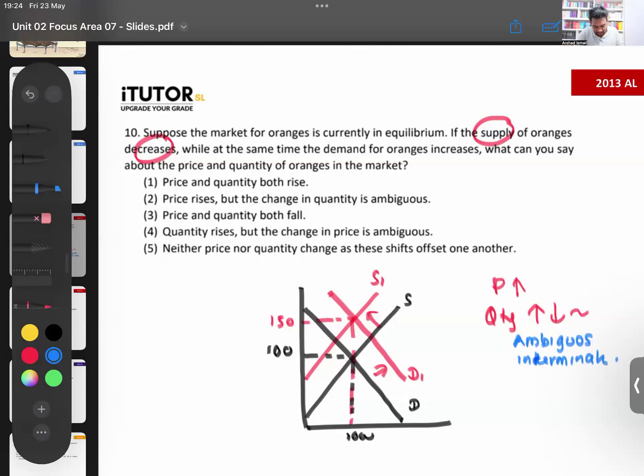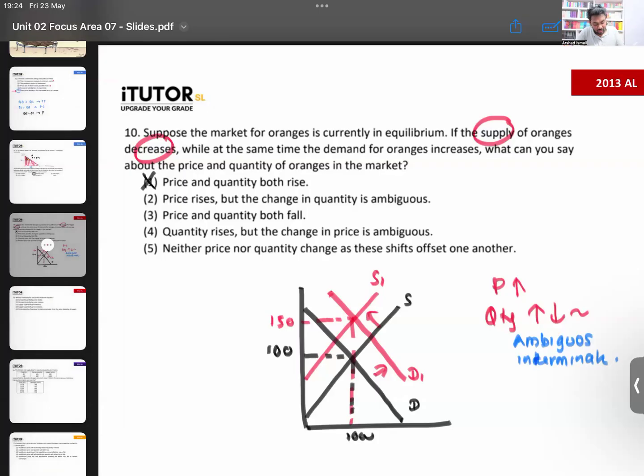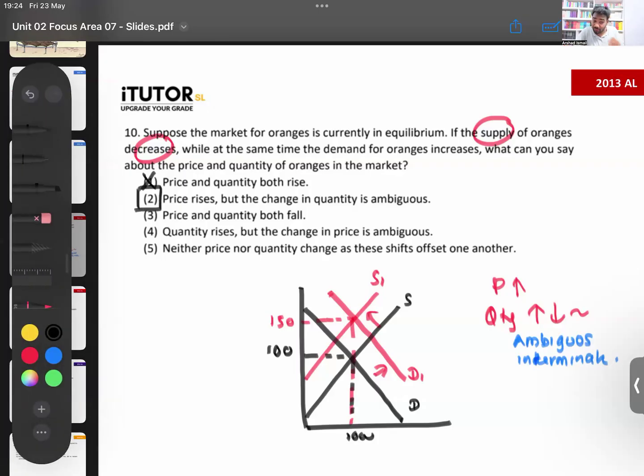So which one is your answer now? Price and quantity both rise? You can't say that. Price rises, but the change in quantity is ambiguous, could be our answer. Price and quantity both fall? No. Quantity rises, but price change is ambiguous? No, price will increase. Neither price nor quantity changes? No. So the answer is number 2.